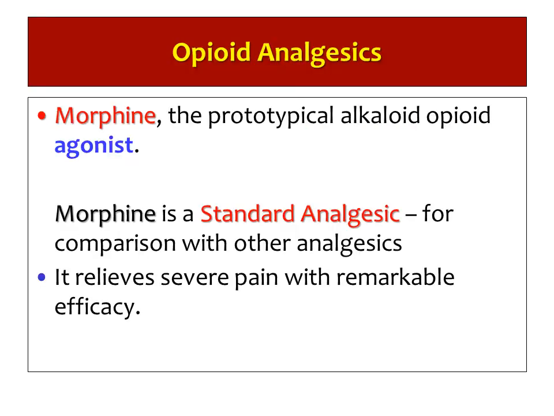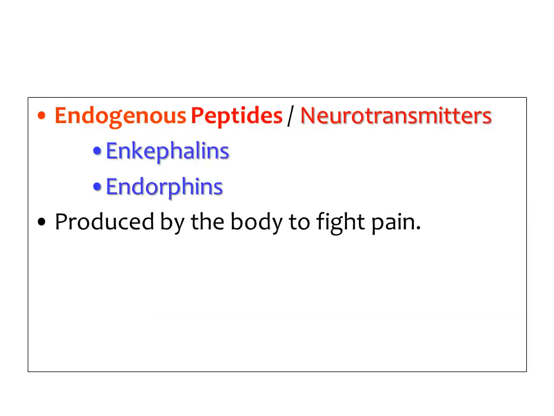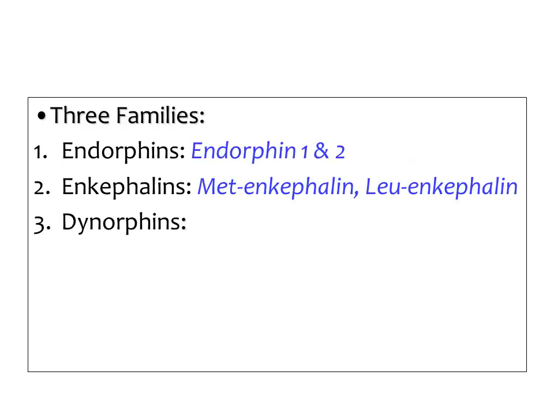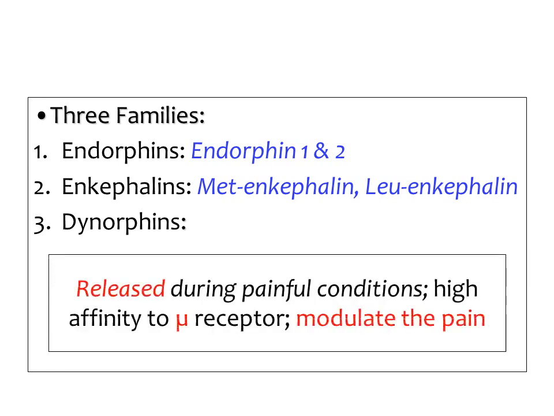Among opioid analgesics, the main drug is morphine, and it's a standard analgesic and relieves severe pain with remarkable effect. In our body, there are various endogenous peptides as well, or neurotransmitters like enkephalins and endorphins, which are produced by our own body to fight the pain. They bind to peptide sites, the opioid receptors. We have three families: endorphins, comprising endorphin 1 and 2, enkephalins, met-enkephalin and leu-enkephalin, and dynorphins. They are released from the body during painful conditions, and they have a high affinity to mu receptors and modulate the pain.